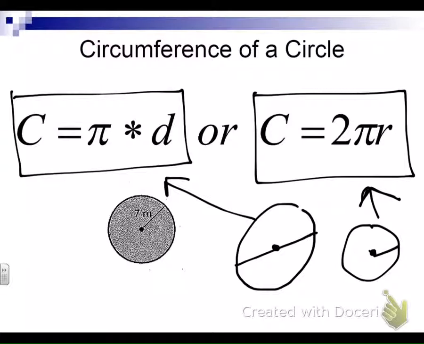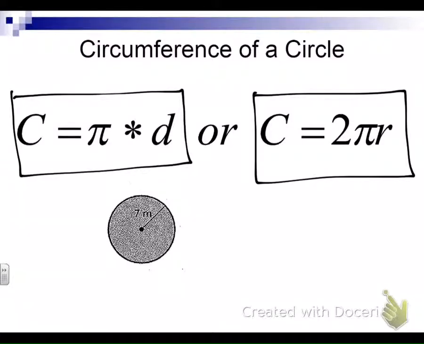So, did we get these equations written down? Okay. So on here, this says 7 meters. First of all, is this line to the side, from the center to the side, the radius or the diameter? Which one is it? It is the radius. So we got to use that formula.